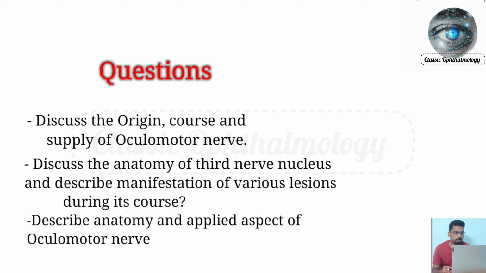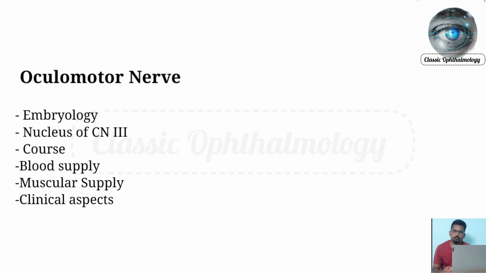Now different types of questions can be asked on the oculomotor nerve, like: discuss the origin, course and muscles supplied by the oculomotor nerve, the anatomy of the third nerve nucleus, and various manifestations in its course. So in this video today we have an overview of embryology, the nucleus of the third cranial nerve, its course, its blood supply, the muscles it supplies and the clinical aspect.